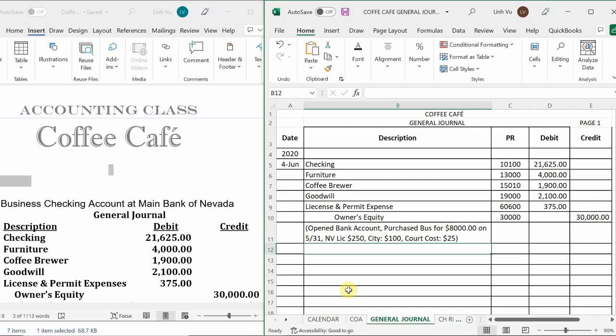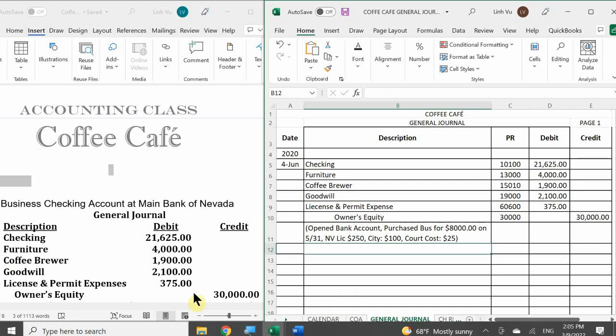Okay. So in this case, the more details, the better, so that not only you understand it, but if someone else is looking into your books, they're not going to know how much each license cost you. They don't know. They're just going to know it's a grand total of $375. Okay. So there you go. My description's in parentheses. All right. And I am done with this journal.